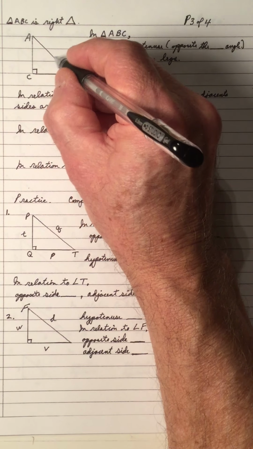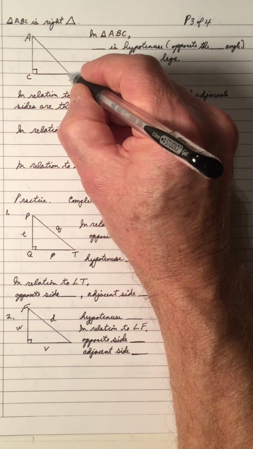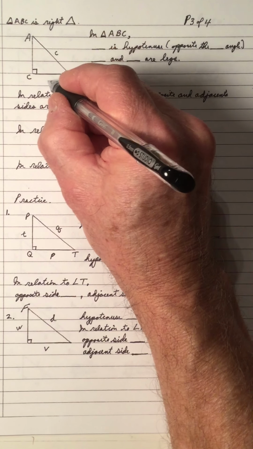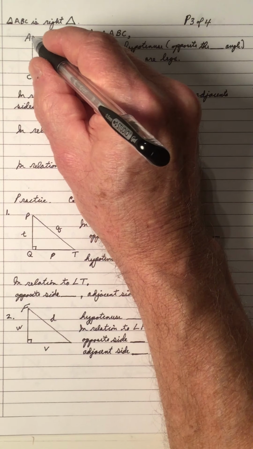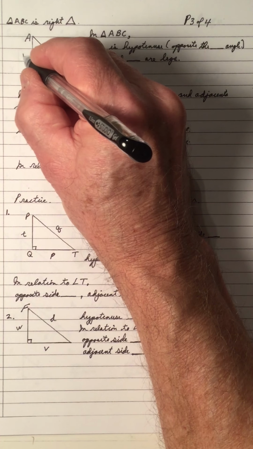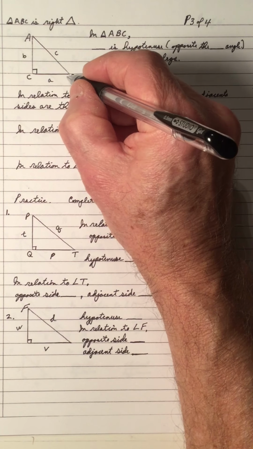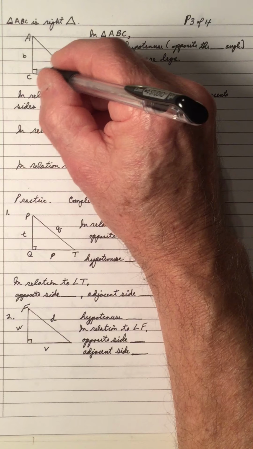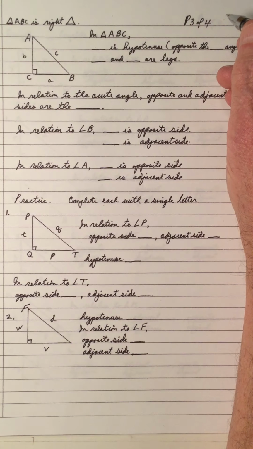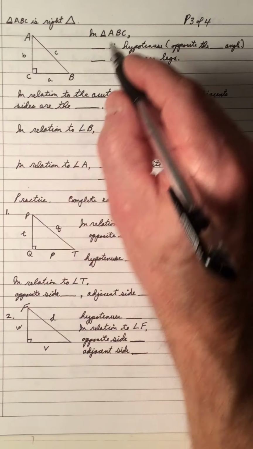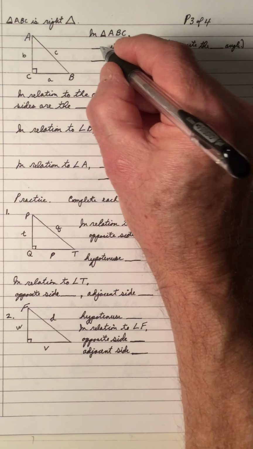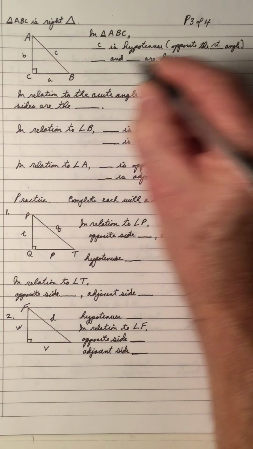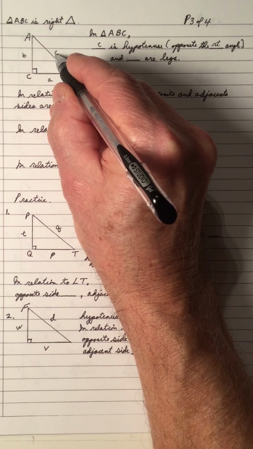Normally when we name a triangle with the sides, this side is AB, but we use a small c, small letter opposite the angle. This side here is small a, opposite angle A. And this side here is small b, opposite angle B. So the letter that the angle is normally named with a large letter, the side opposite that is a small letter. In triangle ABC, the hypotenuse is c, because the hypotenuse is opposite the right angle.